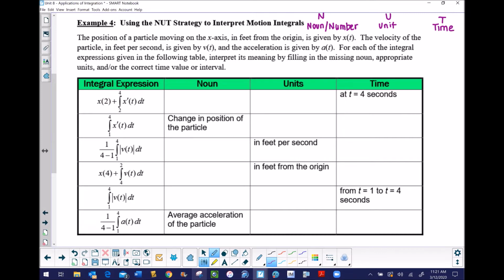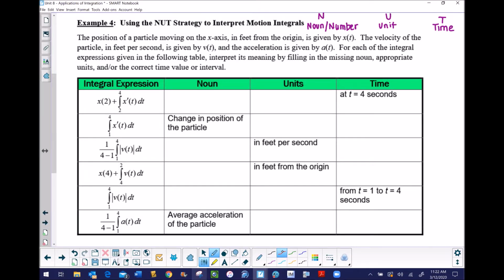And this particular chart, as you can see, just scaffolds those 3 things into 3 columns, and we have to fill in the missing details. So let's read the directions. It says the position of a particle moving on the x-axis in feet from the origin is given by x of t. The velocity of the particle in feet per second is given by v of t, no surprises. The acceleration is given by a of t. For each of the integral expressions given in the following table, interpret its meaning by filling in the missing noun, appropriate units, and/or the correct time value or interval.